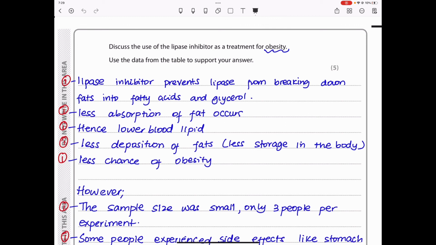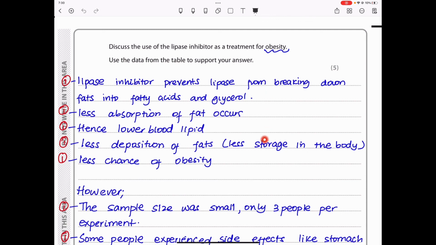So here I began by talking about the things where it's beneficial and then where we are skeptical about the experiment. So I said, lipase inhibitor prevents lipase from breaking down fats into fatty acids and glycerol. And if we do not have fatty acids and glycerol, then we cannot have absorption of these substances. So if there is less of fatty acids and glycerol, there will be less absorption of the fat. And if there is less, then there will be lower blood lipid, and there will be less deposition of these fats into the fat storage parts of the body, leading to less obesity.